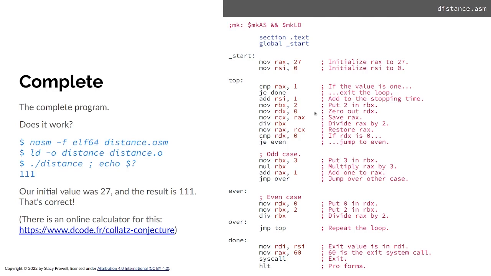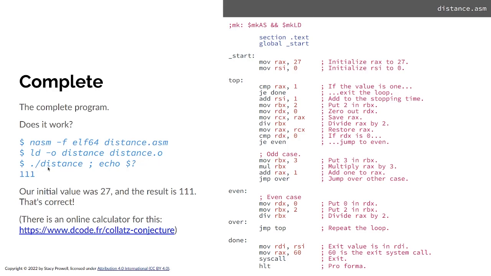So we can assemble this with nasm -f elf64. It tells us what kind of file we want, and then distance.asm, which is where we should put this. That will produce a distance.o file, which we can link. And so we do ld -o distance, that'll be our final executable, distance.o. In this case, it's just one file to link.